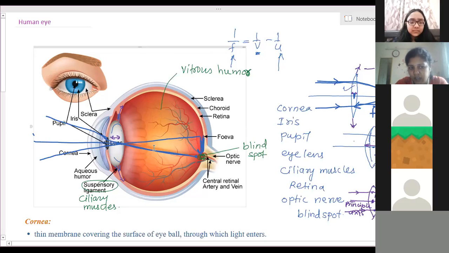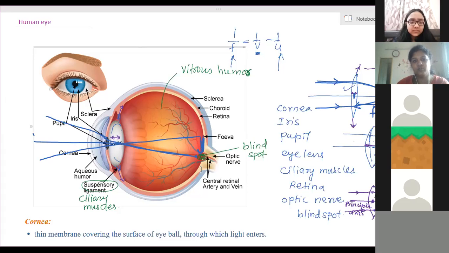Then behind the lens, inside the eyeball, there is a liquid. It is not actually liquid; a semi-solid, jelly-like substance is present, which is called vitreous humor, just like aqueous humor was outside. Now inside that, there is vitreous humor. A jelly-like substance fills this full eyeball. That is called vitreous humor.